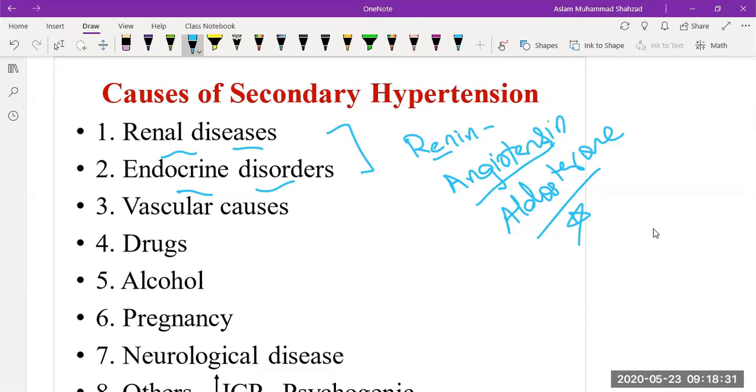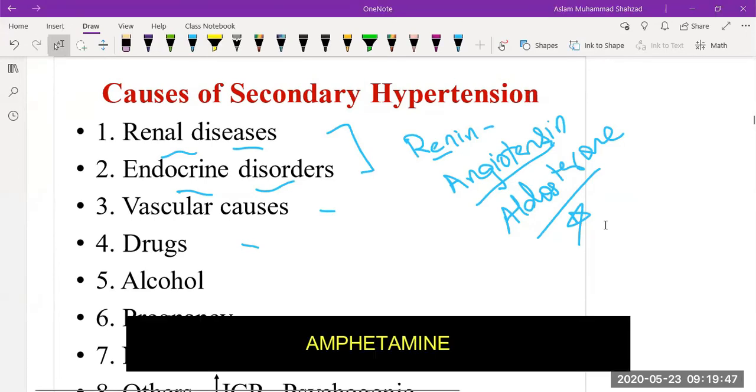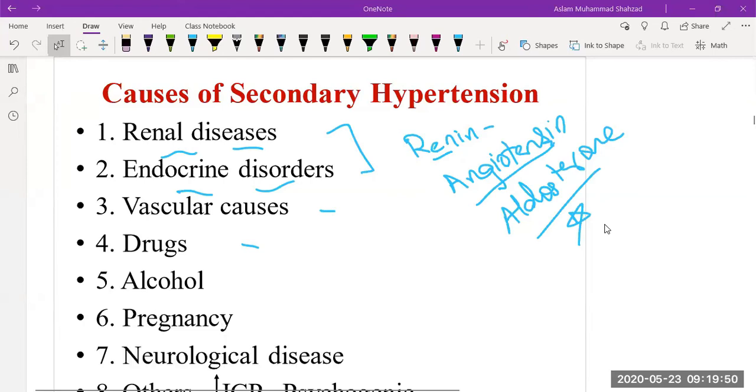Then the other reason could be vascular causes. Vasoconstriction is an example, and vasoconstriction can lead to hypertension. Then we have drug-induced hypertension. Some drugs may cause secondary hypertension, for example amphetamines. So if somebody is taking amphetamine, it can cause hypertension. Then alcohol use, because excessive alcohol use can cause liver cirrhosis and can lead to portal hypertension.